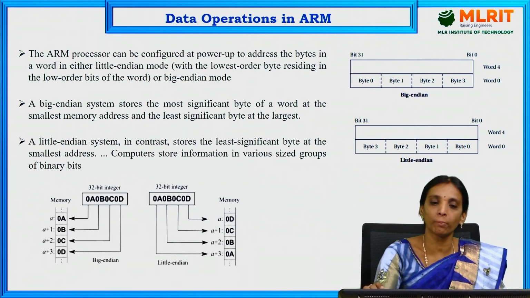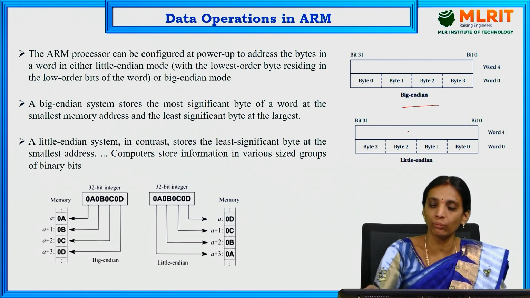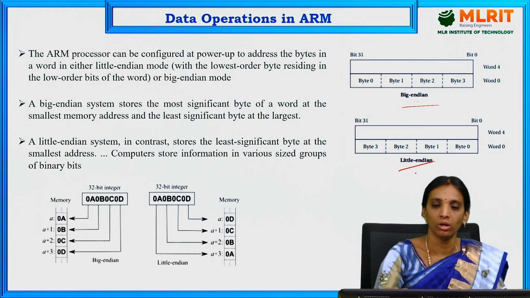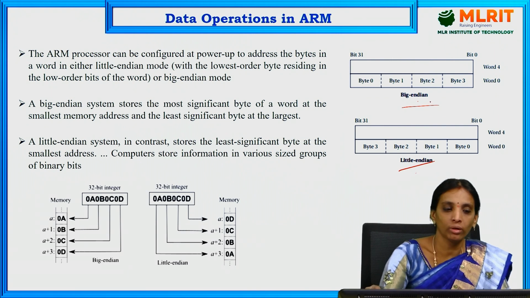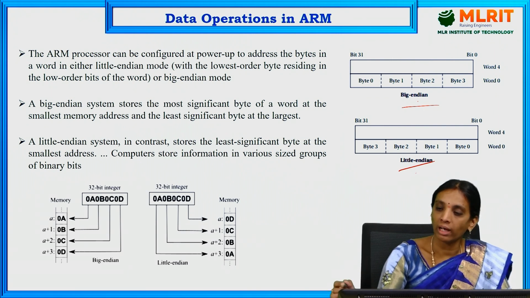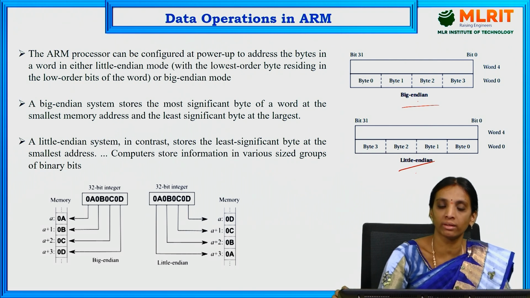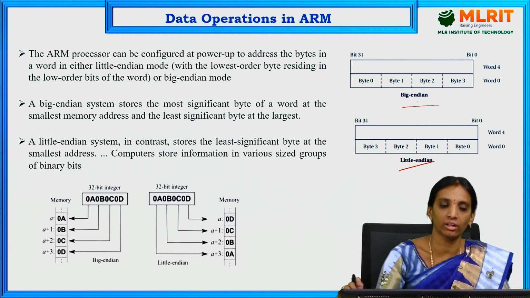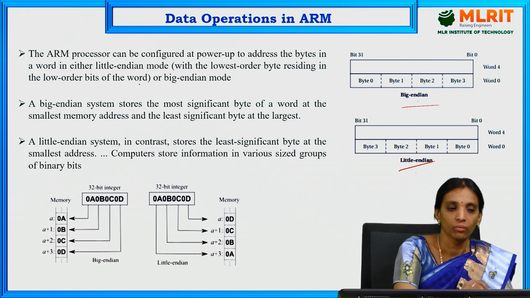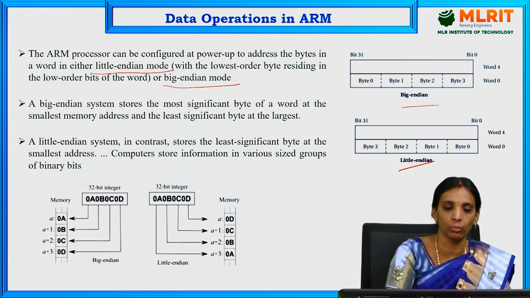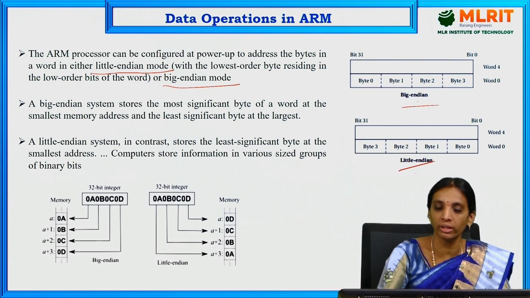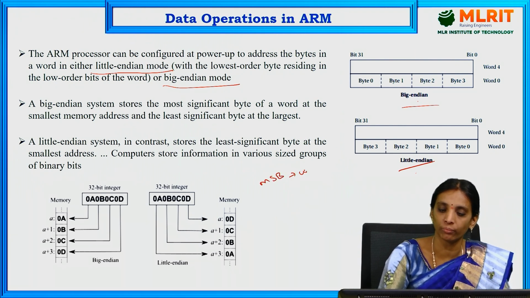And next, data operations in ARM. The ARM supports data operations in two types of modes. One is big endian mode, another one is little endian mode. Here big endian mode is nothing but having the highest address as the starting address and the lowest address as the ending address. So the big endian mode stores the MSB, or most significant bit, of the word.